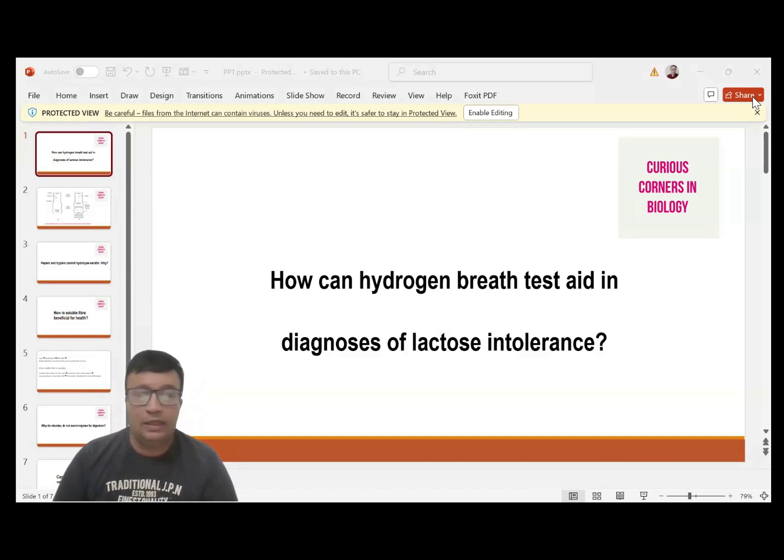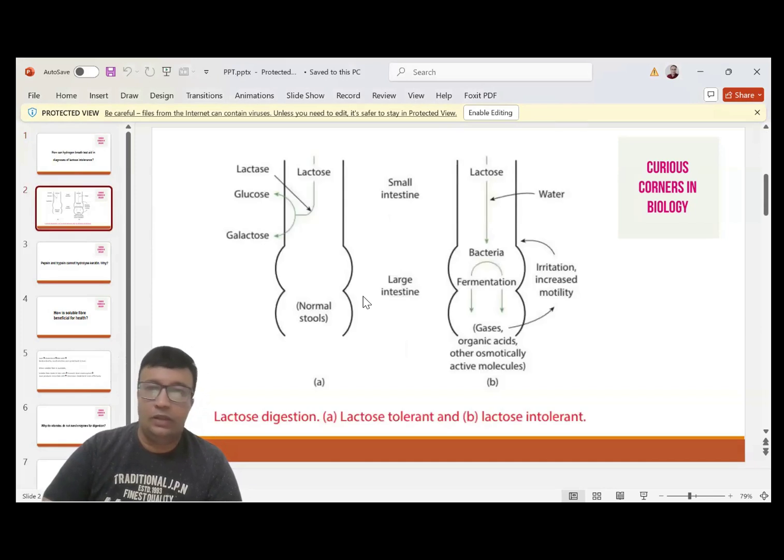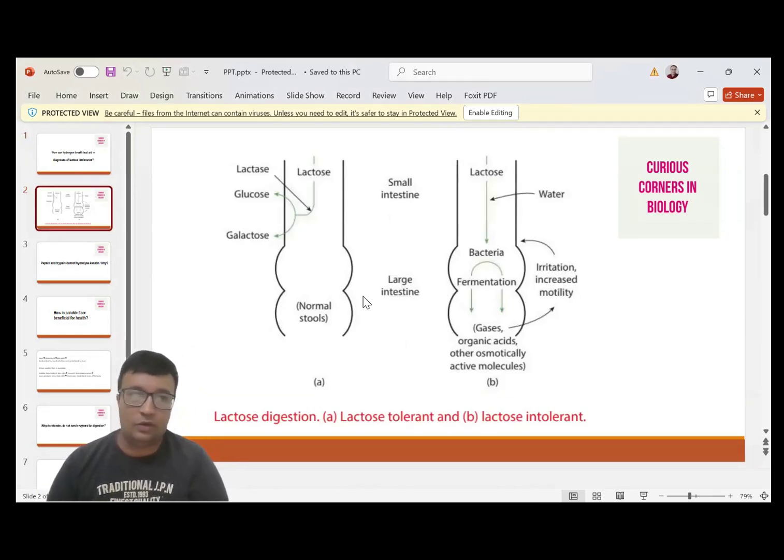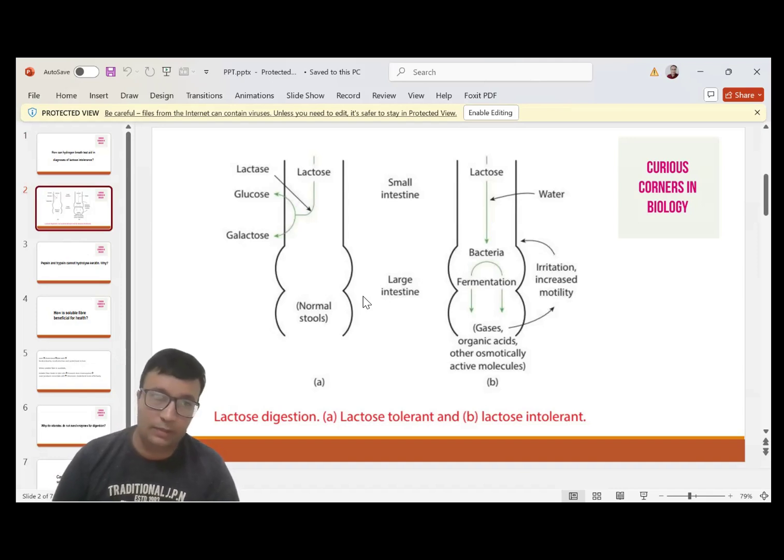Of course, the person has irritable bowels and abdominal cramps. These are certain symptoms of lactose intolerance, and together they also make up irritable bowel syndrome, IBS. Now, let us understand what happens in a normal person and what happens in a lactose intolerant person. As you can see in the diagram on the left side, lactose, usually in the presence of the enzyme lactase, is digested into glucose and galactose. So normal stools are produced by normal metabolism.